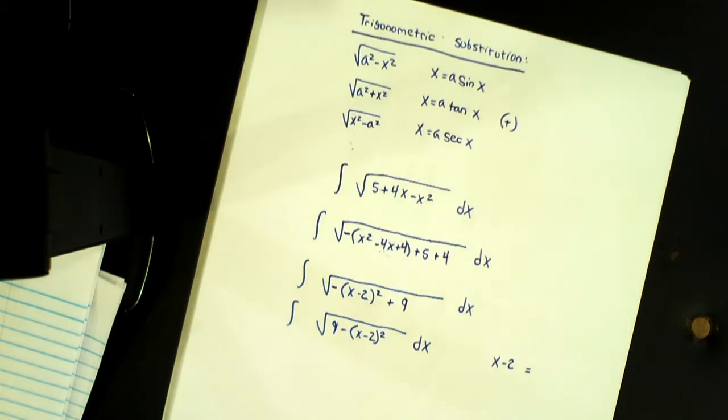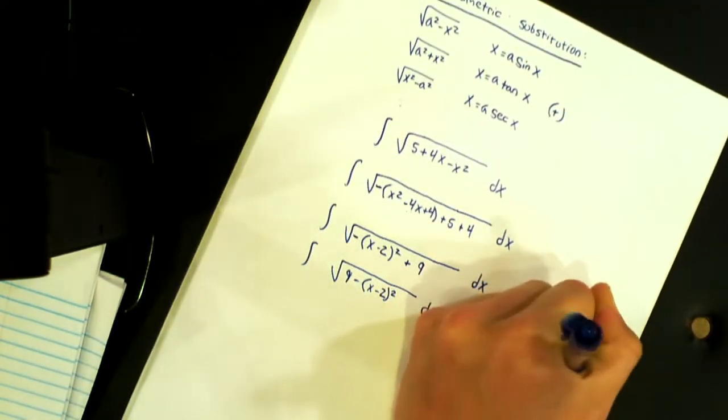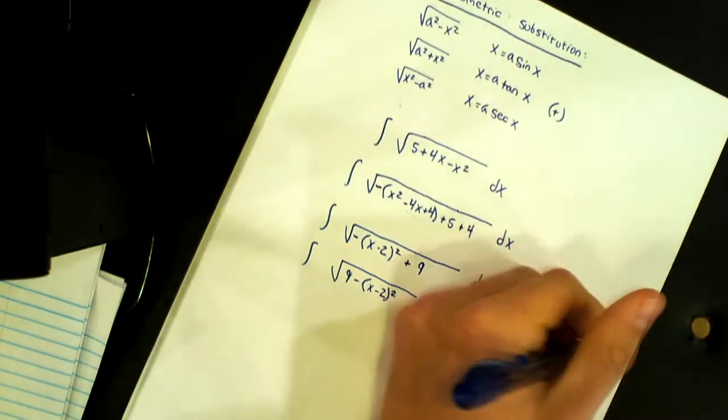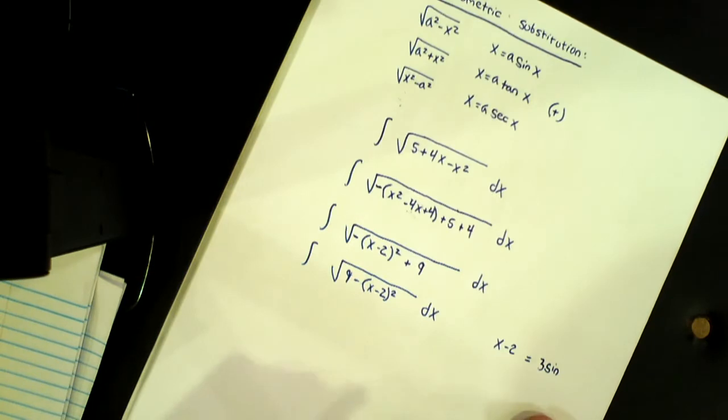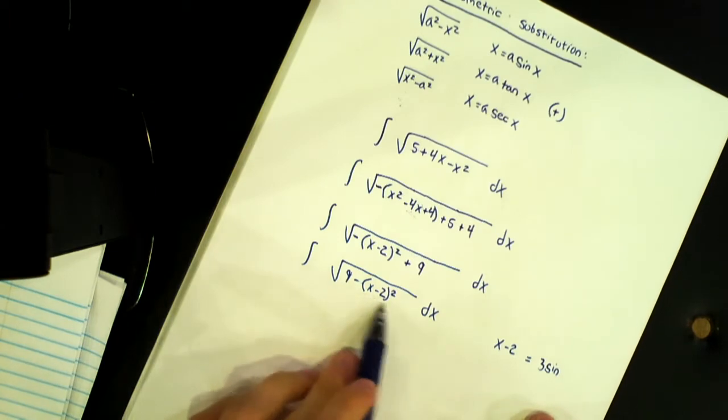Would be x minus 2. It would be 3 x minus 2. Well, it wouldn't be that exactly. It would be very close. We're substituting this whole thing out, so the x minus 2 is irrelevant now.